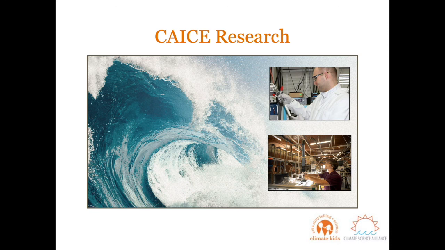CASE tackles the grand challenge of understanding how the chemical complexity of atmospheric aerosol particles impacts our atmosphere and climate. One important type of aerosol that CASE researchers study is sea spray aerosols. CASE has developed a strategy that brings the complexity of the ocean-atmosphere interaction into the lab, allowing for detailed fundamental studies of aerosol reactions, which is one of the largest gaps in our current understanding of climate change.